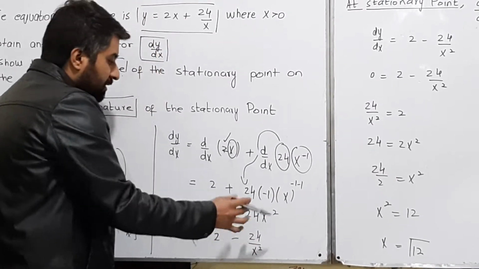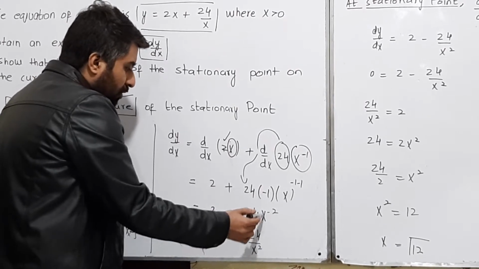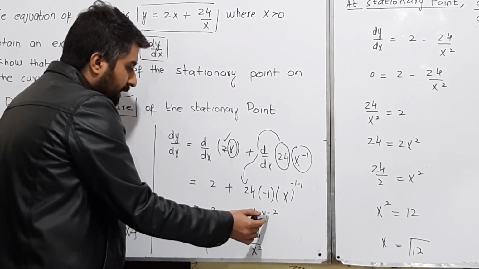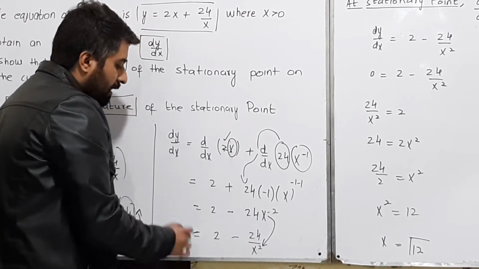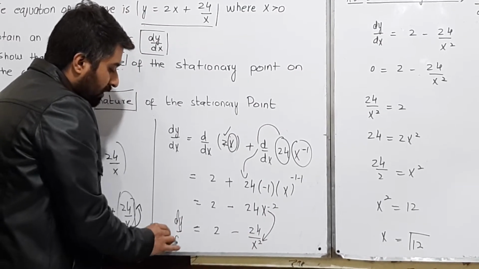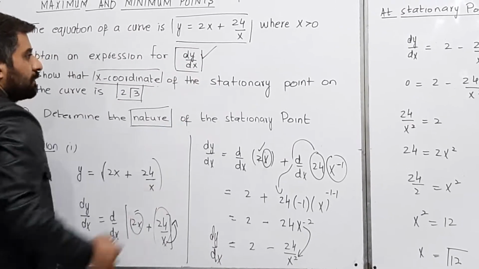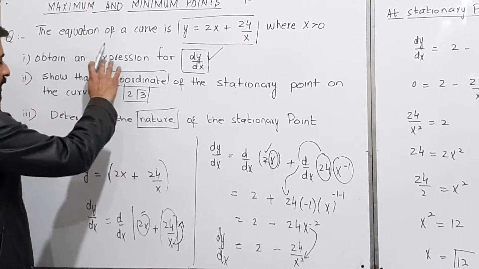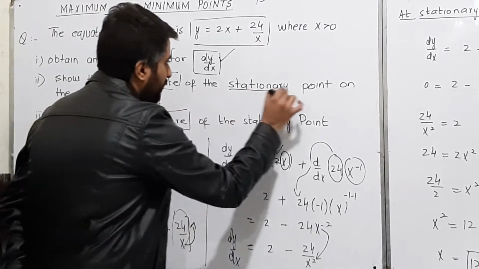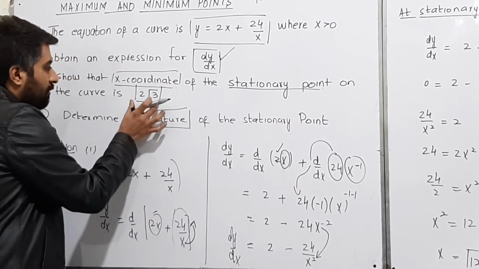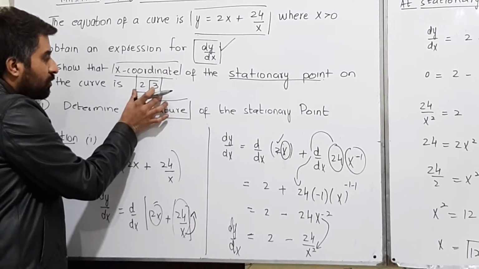Now this is the derivative of the equation of the curve. So 2 minus 24 over x square, x raised to the power minus 2 will become x raised to the power 2 as it will move to the denominator. Now this is the value of dy over dx that was asked from us. We have solved part number 1. Now in part number 2 you have to find the x coordinate of the stationary point. Now this is important, and they have given us the x coordinate. We have to prove that the x coordinate of the stationary point is 2 under root 3.